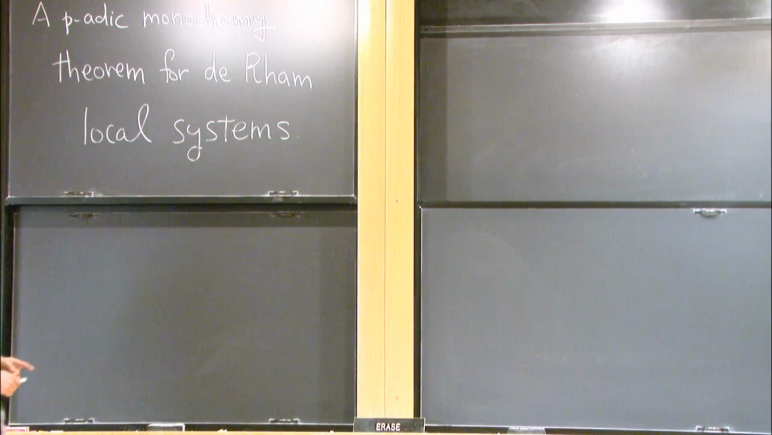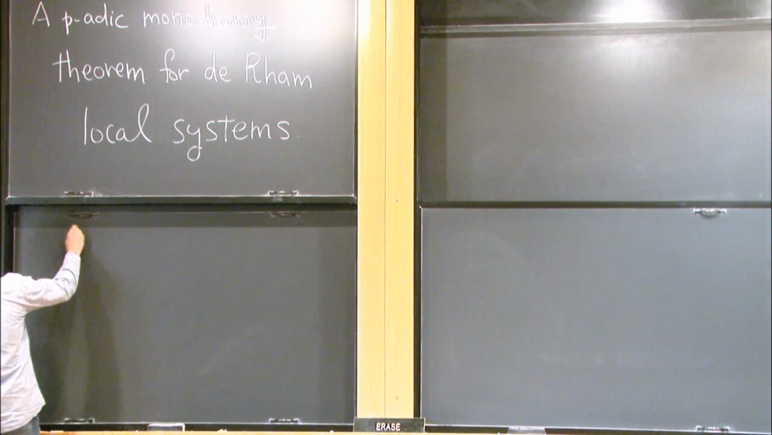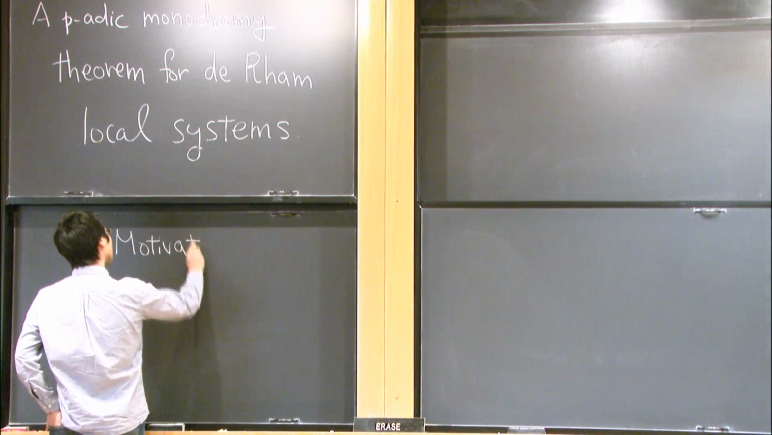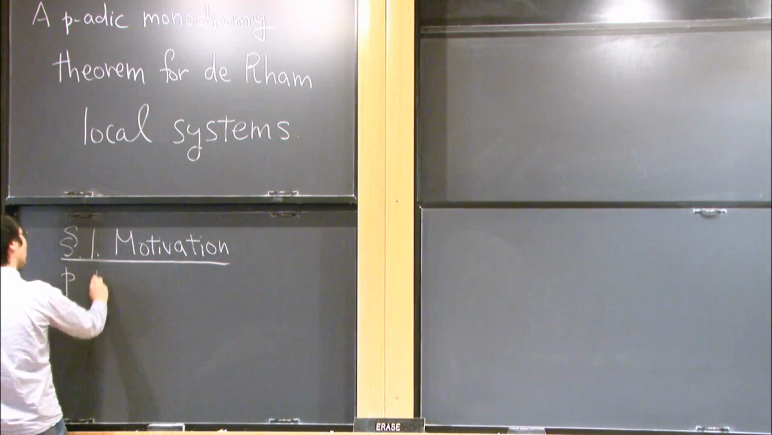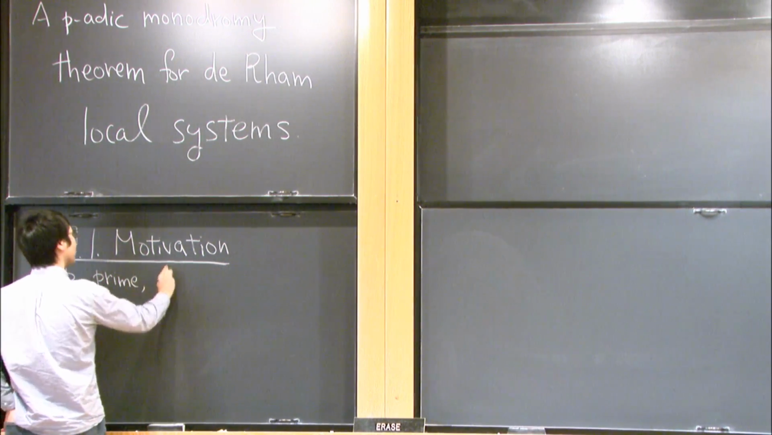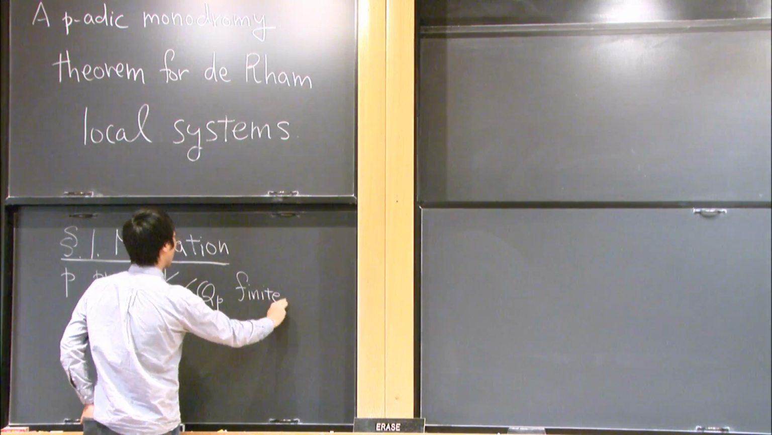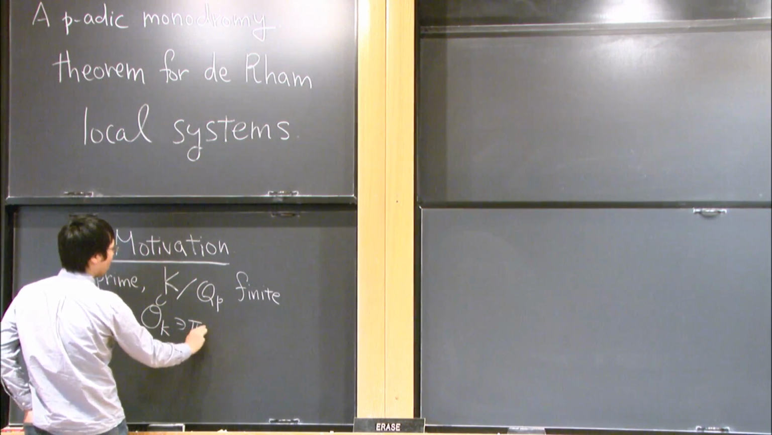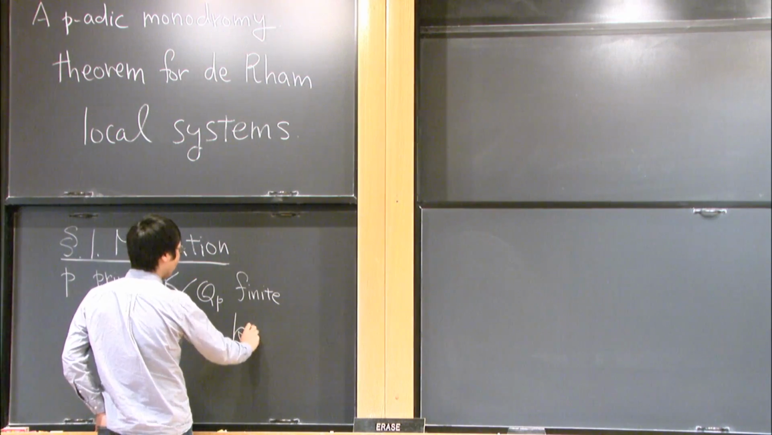So this is a talk about p-adic theory for local systems, but the motivation for this project comes from geometry. So let me just start with a geometric motivation. In my talk, p is a prime number, and capital K is a finite extension of Q_p. And as usual, O_K denotes the ring of integers, pi_K is a uniformizer, and I want to denote the residue field by small k.